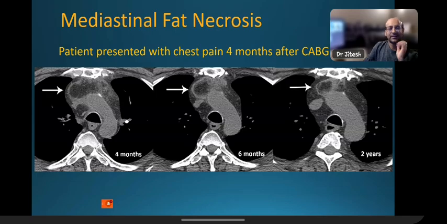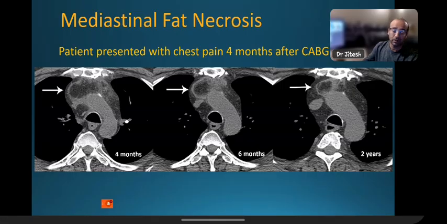This was an interesting case. So this patient presented with chest pain 4 months after CABG. And there was nothing in the mediastinum before the surgery. So when we looked at the CT on this patient, we saw this kind of a fat-containing lesion, which has this soft tissue at the periphery, and there is a little bit of soft tissue interspersed between this fat-containing lesion. So patient presentation was chest pain.